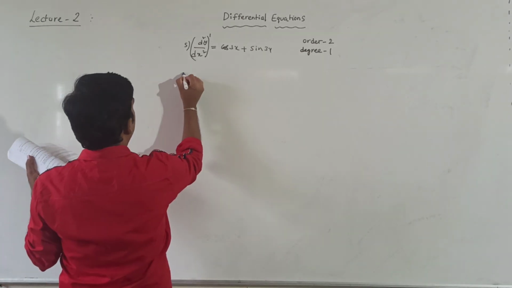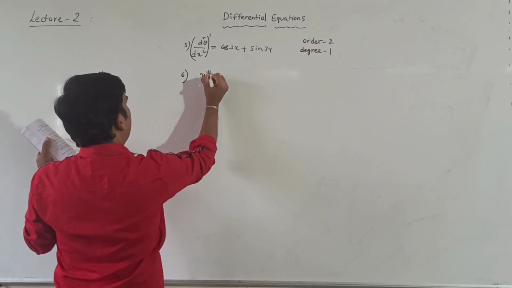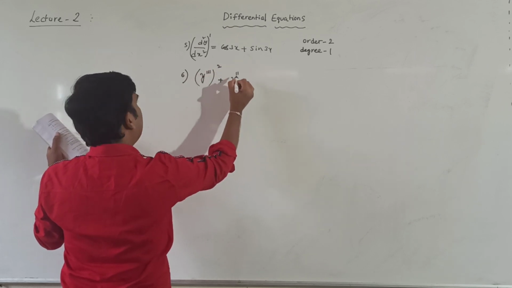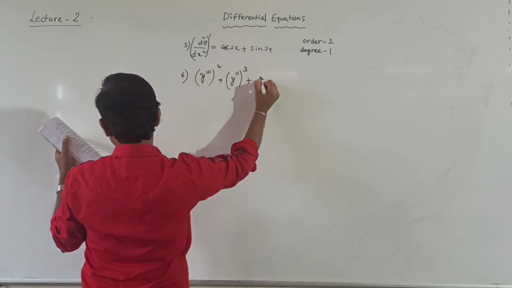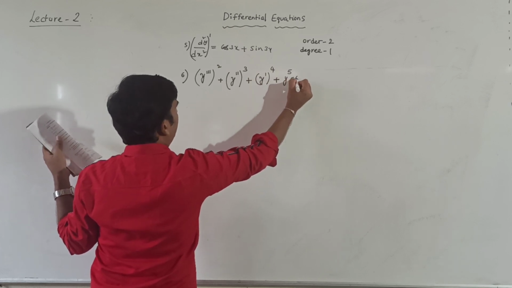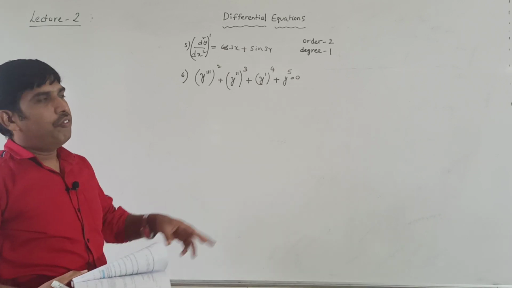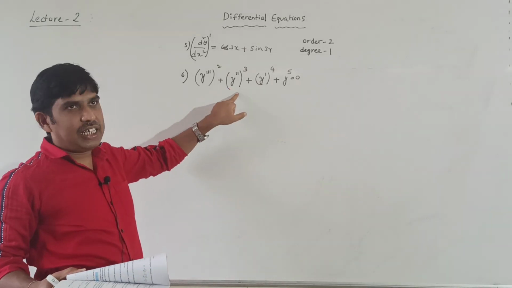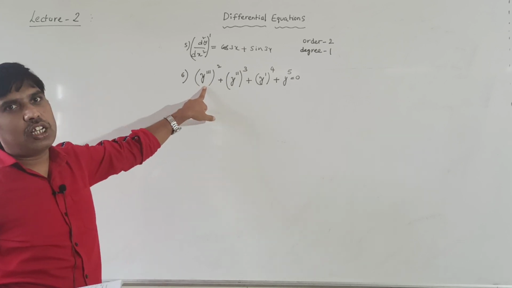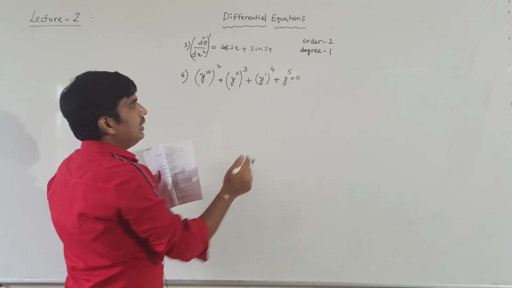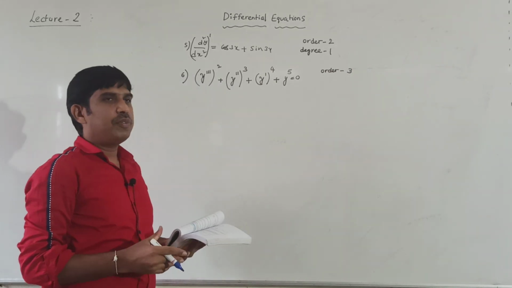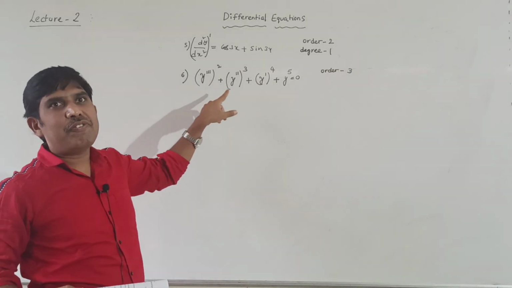1. Important, remember. Next, sixth one, y triple dash whole square plus y double dash whole cube plus y dash whole power 4 plus y power 5 is equals to 0. Y dash is first order, y double dash second order, y triple dash third order. So, which is the highest order derivative here? Third order. Hence, we can write the order of this differential equation is how much?